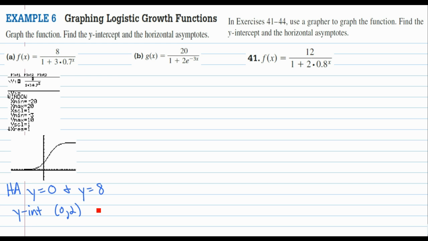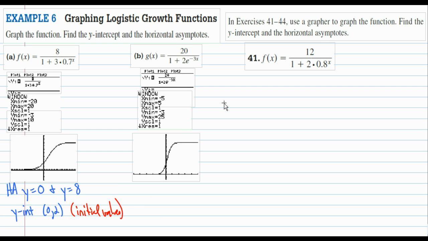And if you remember, that's also called the initial value. In exponential growth and decay, the initial value is the number in front of the base. That is not the case here. You have to plug in 0 for x in order to find the initial value. That's what the definition of initial value is, the y-intercept, when x equals 0. Now let's look at part B.